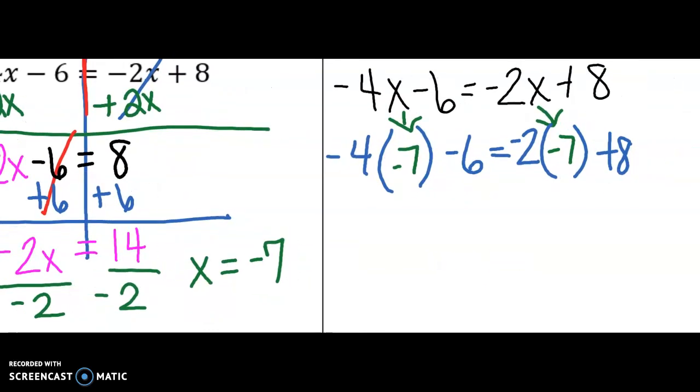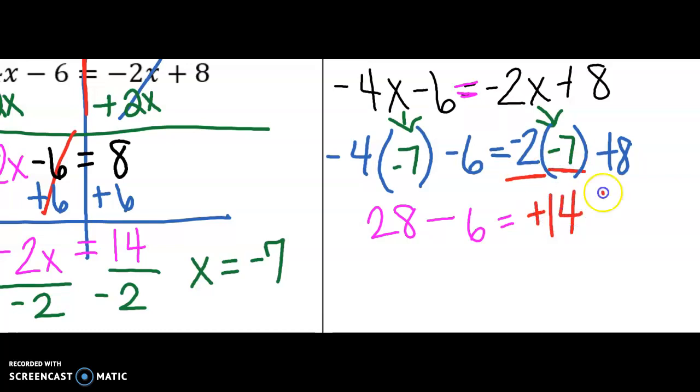So let's go ahead and simplify the expression and see if it's true, because we're saying these two sides are equal. A negative times a negative is a positive. So negative 4 times negative 7 is going to be a positive 28 minus 6. Carry down the equal sign. Again, we're wondering, is it equal? On the other side, we got a negative 2 times a negative 7. It's going to give me a positive 14 plus 8.